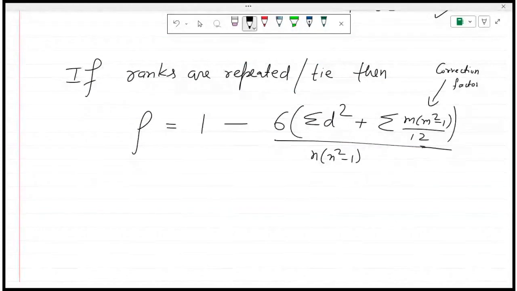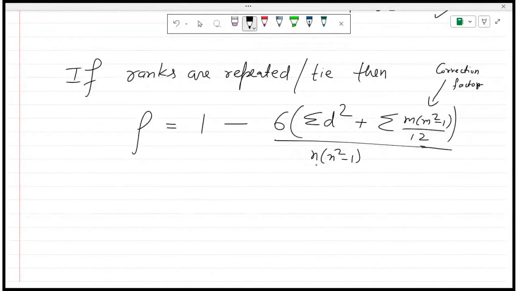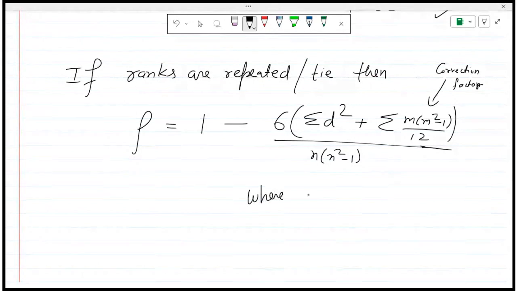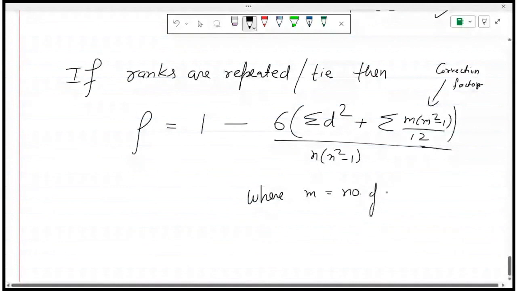Now what is m? Every other thing you know: what is n, and d is the difference in rank, but you don't know what is m, right? m is the number of times a rank is repeated.